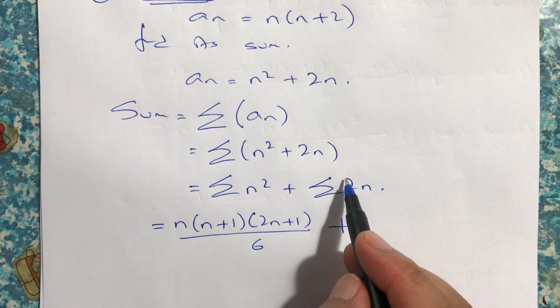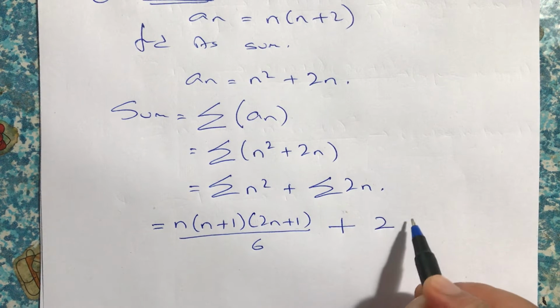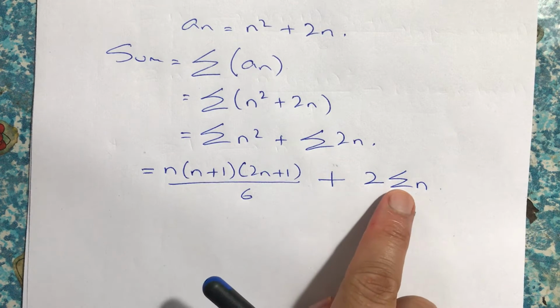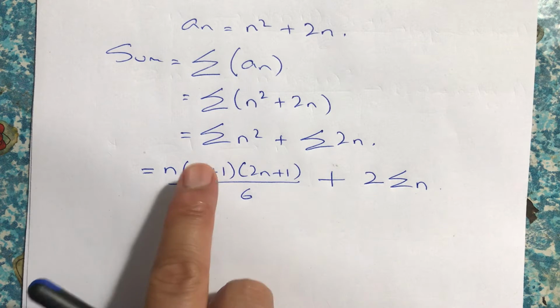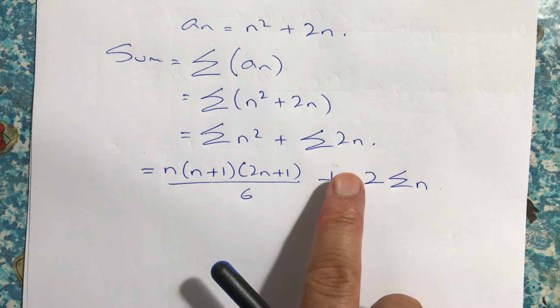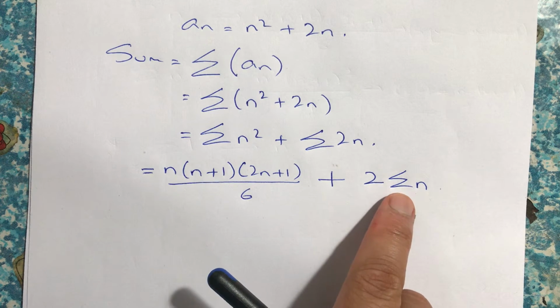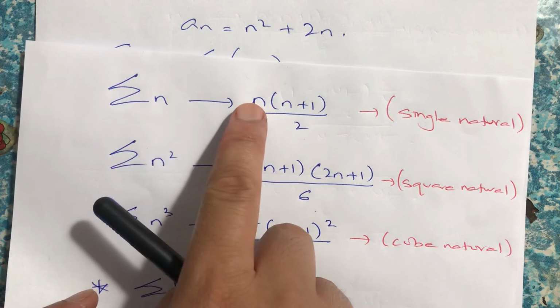It's just like a bracket, we just have to take it in the front. We can write it as 2 summation n. So that we just have summation or sigma n squared, because we have a formula. We don't have a direct formula for sigma 2n, but if I take the 2 in the front, I'll be just left with sigma n, and we definitely do have a formula for sigma n.